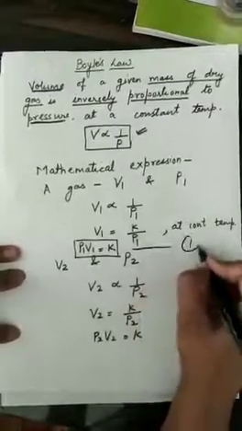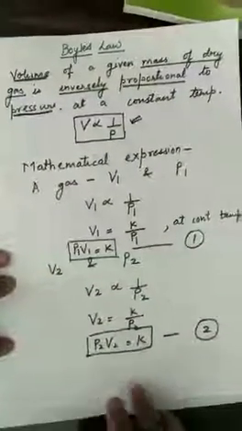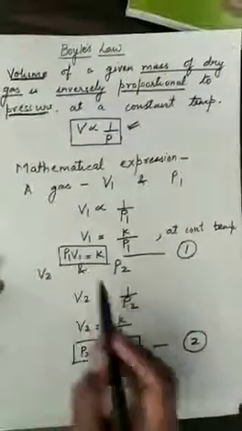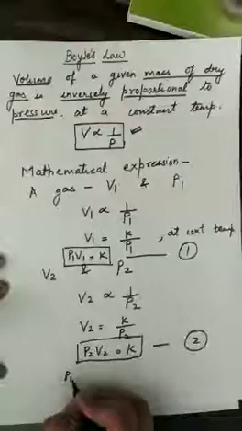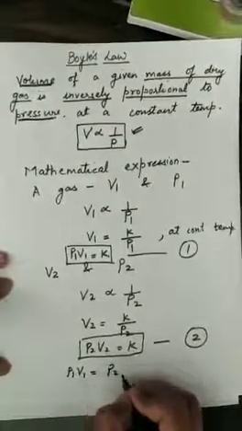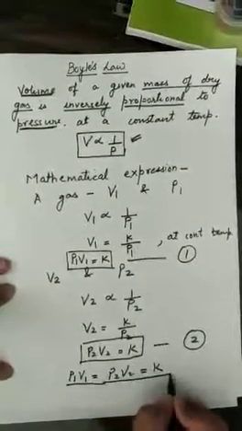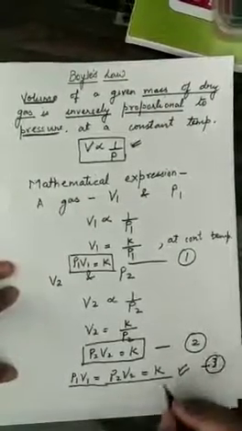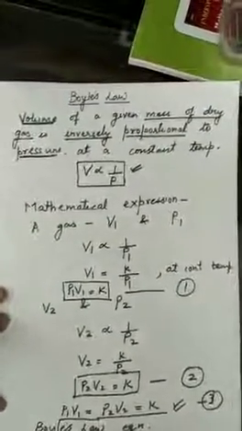So this is our first equation and this is the second one. Now at both places we have our constant K, which is equal to P1 V1, and constant K is equal to P2 V2 also. We can write it simply as P1 V1 equals P2 V2 equals K. This expression is known as the mathematical expression for Boyle's law, or we can call it Boyle's law equation. This is the one which we will be using in the numericals we'll be doing further.